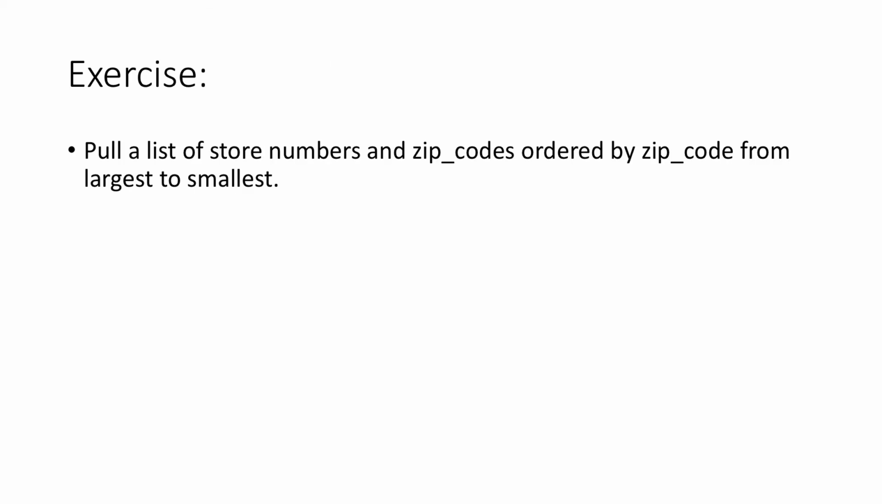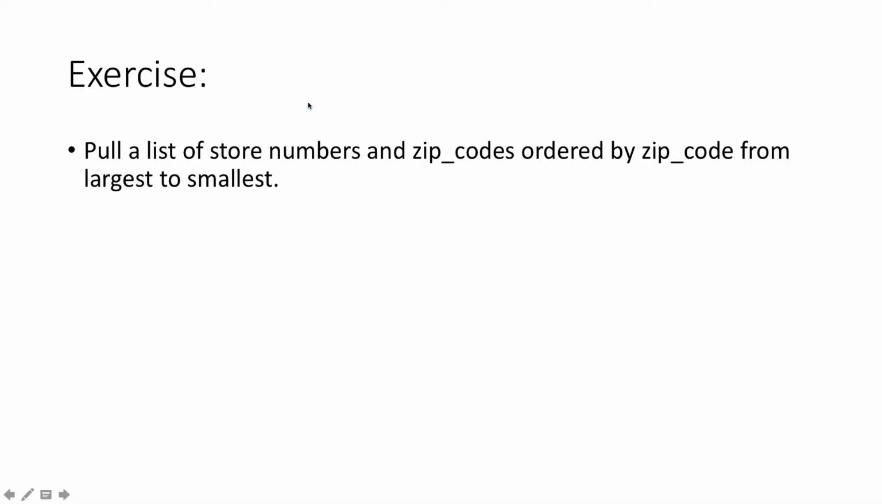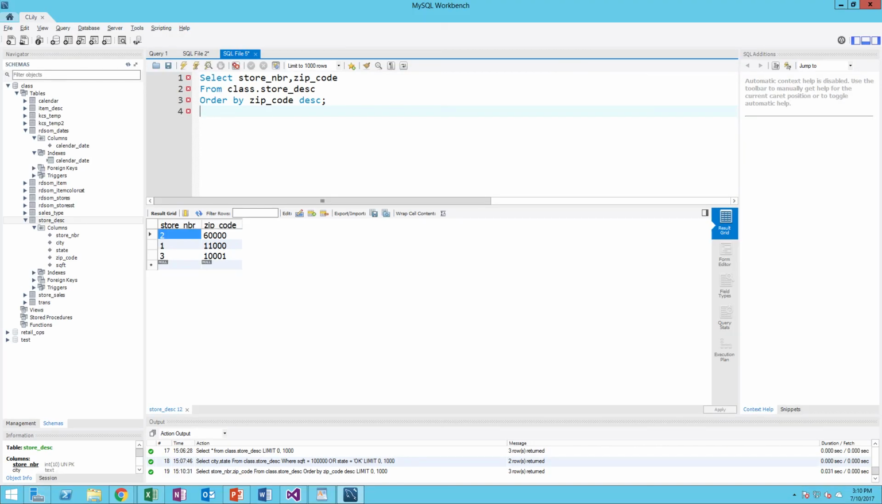So now we have an exercise. Pull a list of store numbers and zip codes, order by zip code from largest to smallest. So we have store number and zip code, from this table, order by zip code, descending. Again, here's our question. We want a list of store numbers and zip codes, so we'll have two columns, ordered by zip code from largest to smallest. And that's the answer.